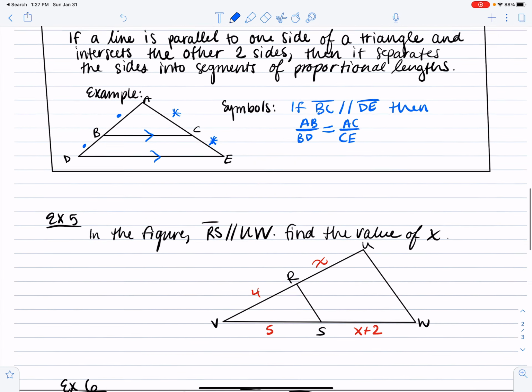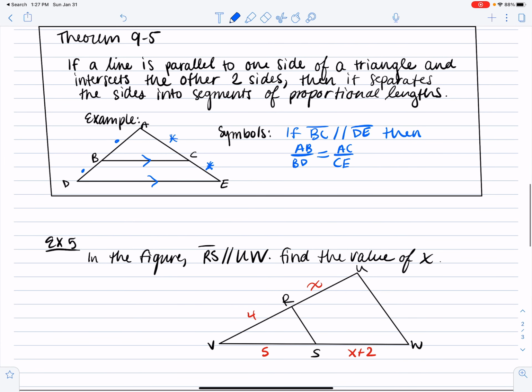So in the figure, RS is parallel to UV. So I'm going to write that in here. And we need to find the value of x. Okay, this is one of those cases we don't have enough information to figure out the two triangles being similar to each other, so we're going to use that second theorem about the side lengths just being proportional to each other.